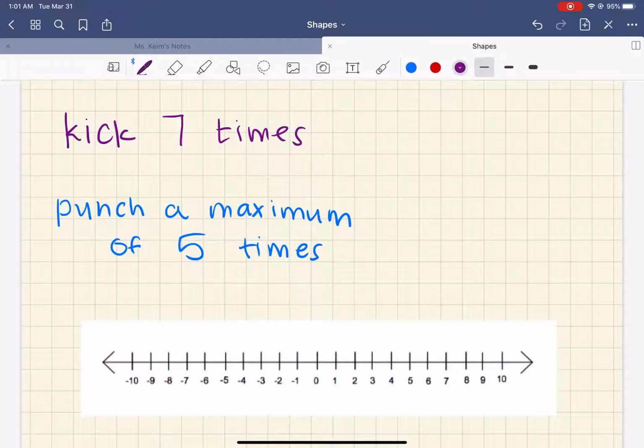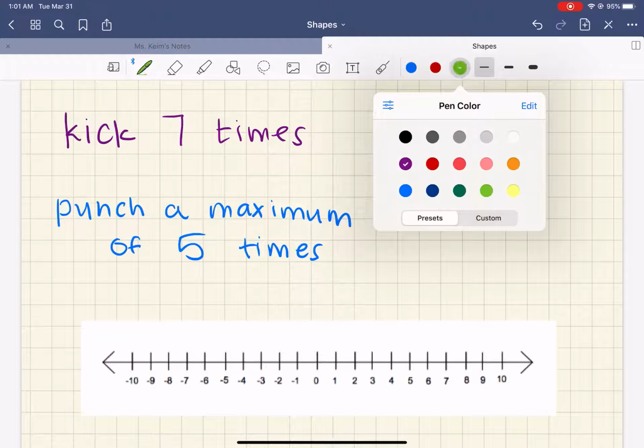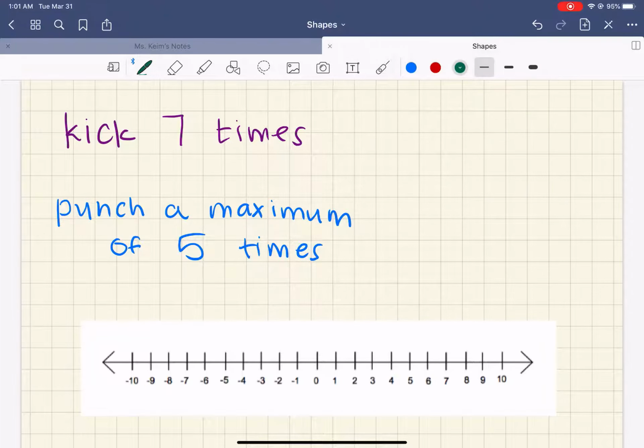Now, looking at the other situation where we were talking about punches, it says punch a maximum of 5 times. Now I want you to think about that for a second. How many punches could I have done? Is there only one number of punches I could have done? No. I could have done 1 punch because that's less than 5. I could have done 4.5 punches, that's less than 5. I could have done no punches. The only stipulation I was given was that I had to punch a maximum of 5 times.